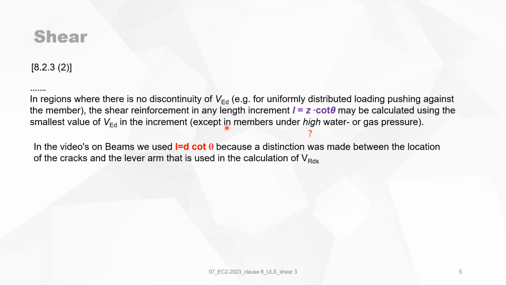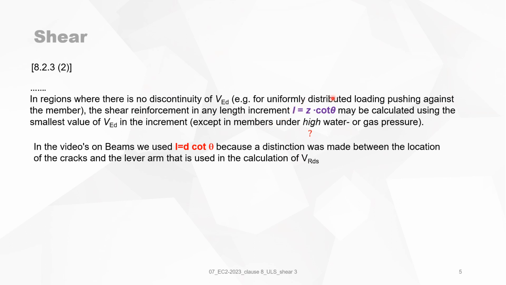And when you have high water or gas pressure, how do you deal with it? It only says that you can use this method, taking the lowest value in increment L equals z cotangent theta. But what do you do when there is a high water or gas pressure?